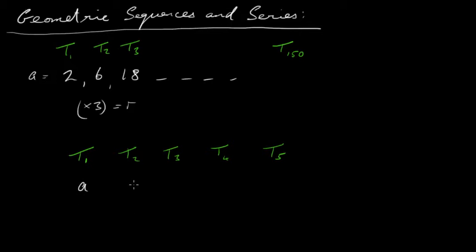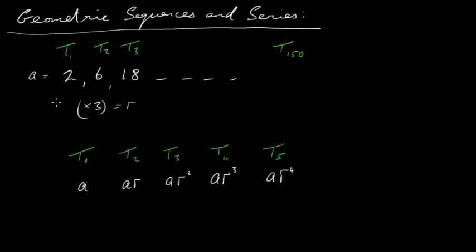Now to find T2, we multiply by OR, so it's just going to be A times OR. To find T3, term 3, we multiply this term by OR, so we get A times OR, which is AR squared. To find the fourth term, we multiply AR squared times OR, which is AR cubed, and so on. This will be AR to the power of 4, and so on.